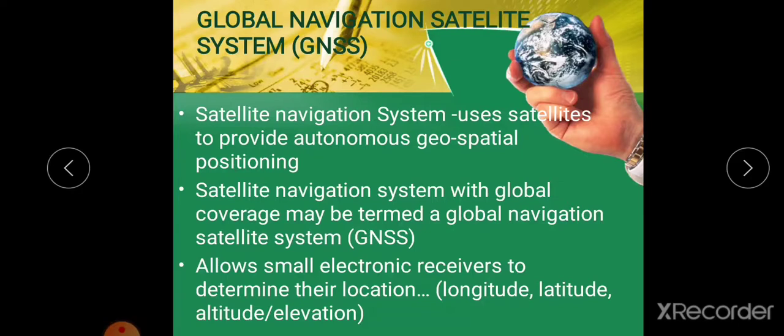And GNSS allows small electronic receivers to determine their location. Location means latitude, longitude, altitude or elevation. So these are the location data which can be collected using our GPS device.